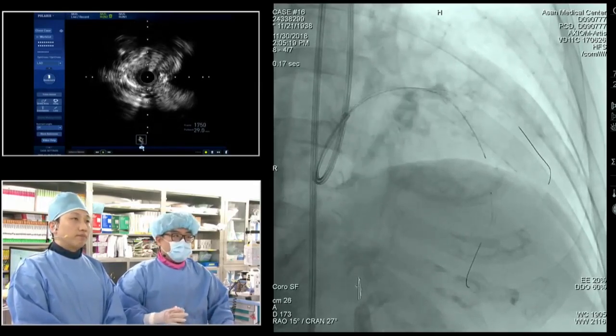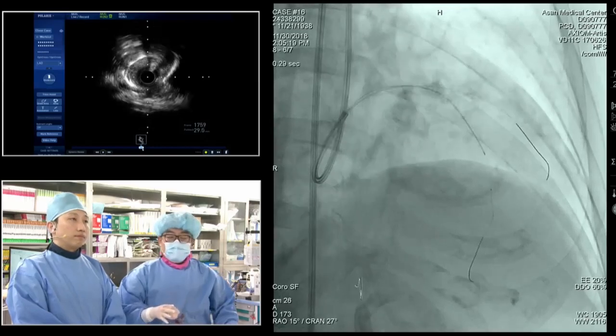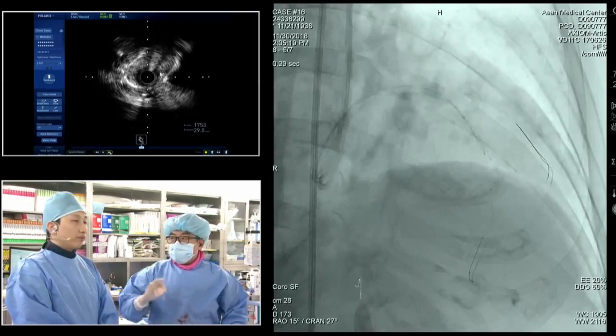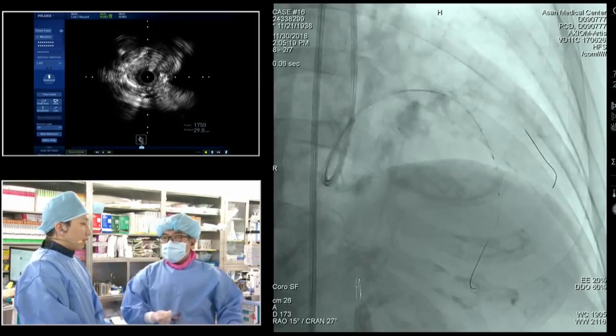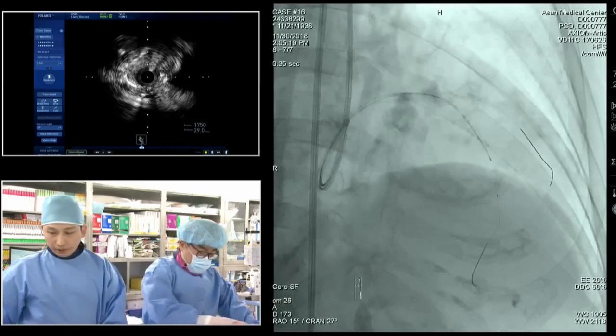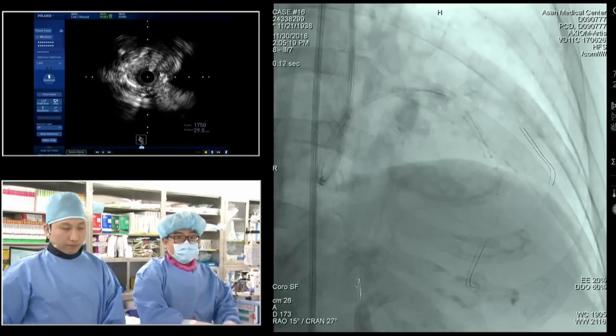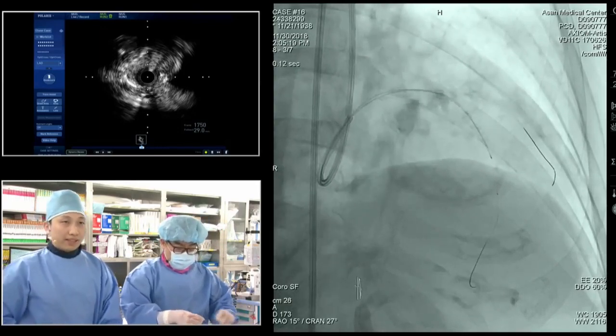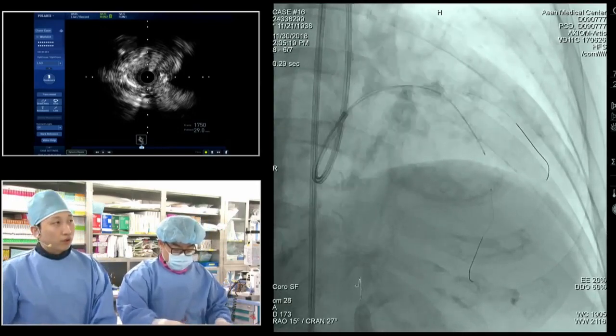And after that, I will send in 2 regular wires, and then balloon, and then DEB afterwards, unless we have flow limiting dissection. At that moment, maybe we have to think about stenting. But basically, we want to finish the case with rotablation and DEB. She was also enrolled in the ROTA ISL trial and randomized to the ROTA group.